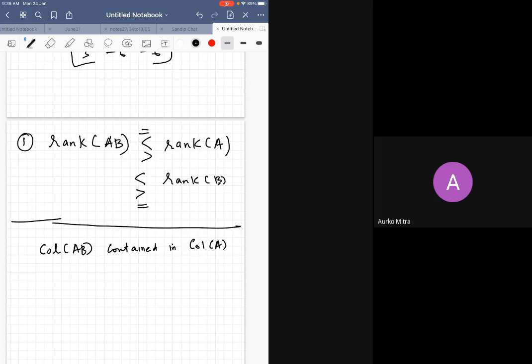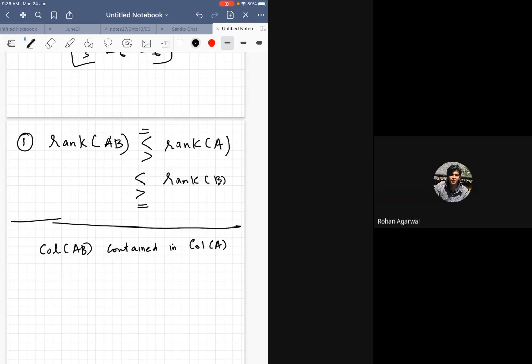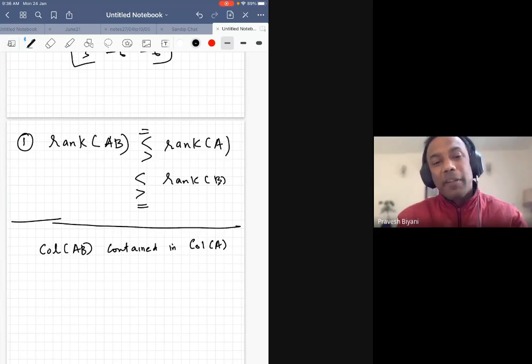I'll think about it, sir. Okay, think about it now, all of you. Yeah, Rohan. Yes, sir, because AB is nothing but linear combinations of the columns of A. So obviously it will be contained. I'm saying the column space of AB is contained in the column space of A. The column space of AB is a linear combination of A and A into B both. So a little bit, you're right.